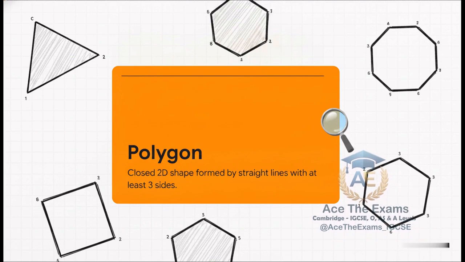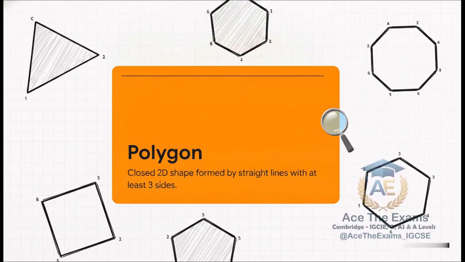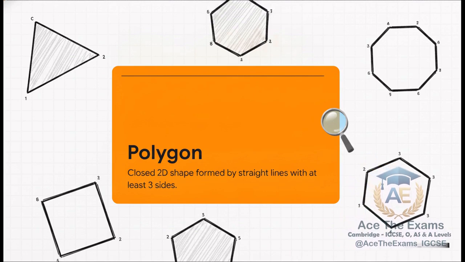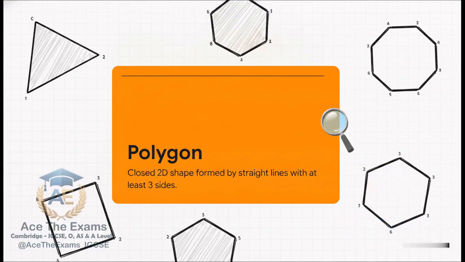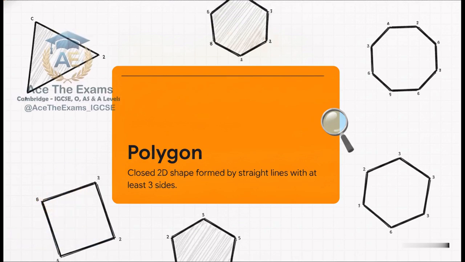You need at least 3 lines to enclose a space, which of course makes the triangle our most basic polygon. From there, we build up to quadrilaterals, pentagons, hexagons, octagons, and well beyond. And understanding the angles hidden inside and outside these polygons unlocks a truly fascinating property of geometry that examiners love to bring up in the final high-mark questions of the paper.